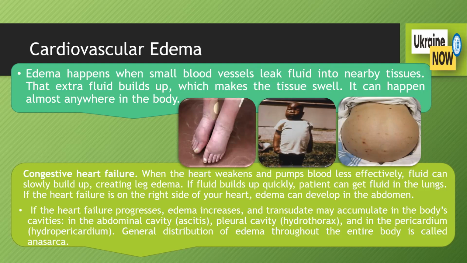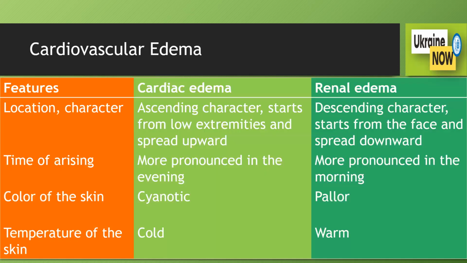If the heart failure progresses, edema increases and transudate may accumulate in the body's cavities: in the abdominal cavity, so-called ascites; in the pleural cavity, hydrothorax; and in the pericardium, hydropericardium. General distribution of edema through the entire body is called anasarca.